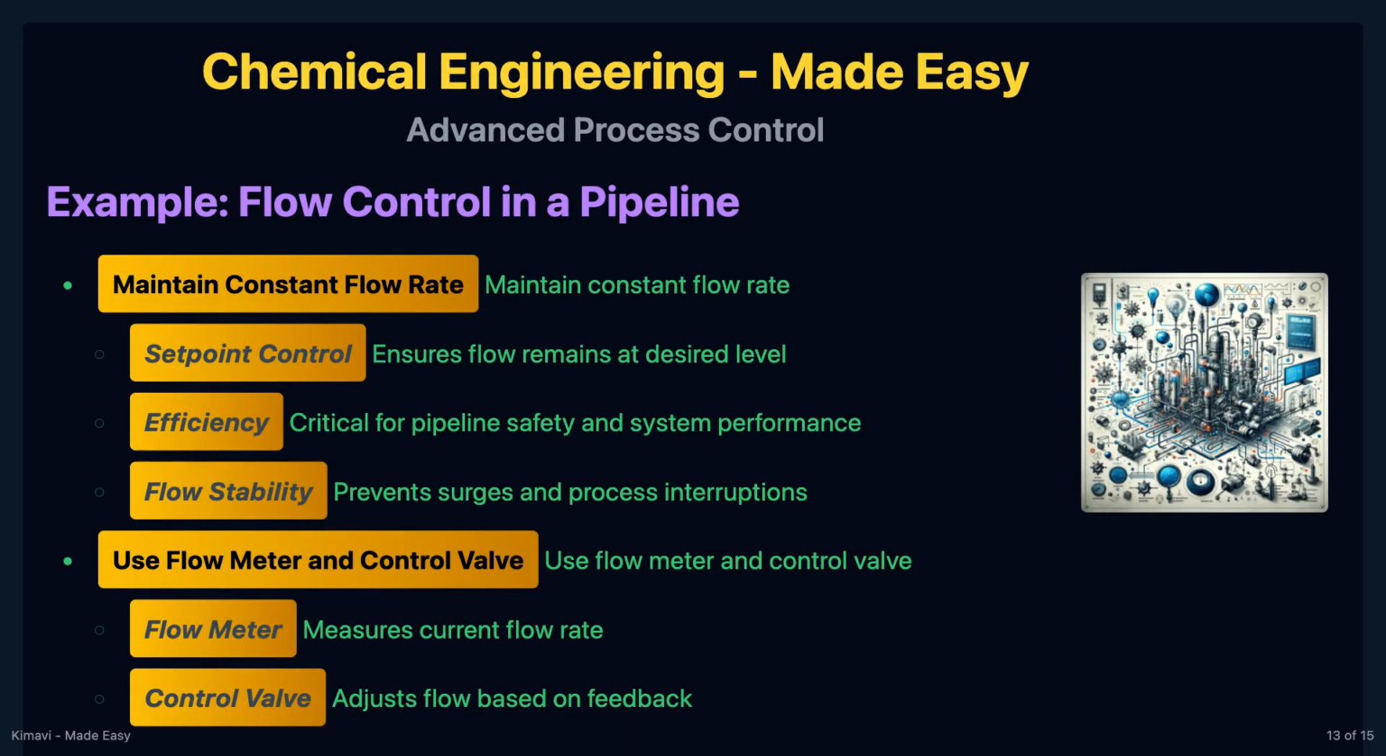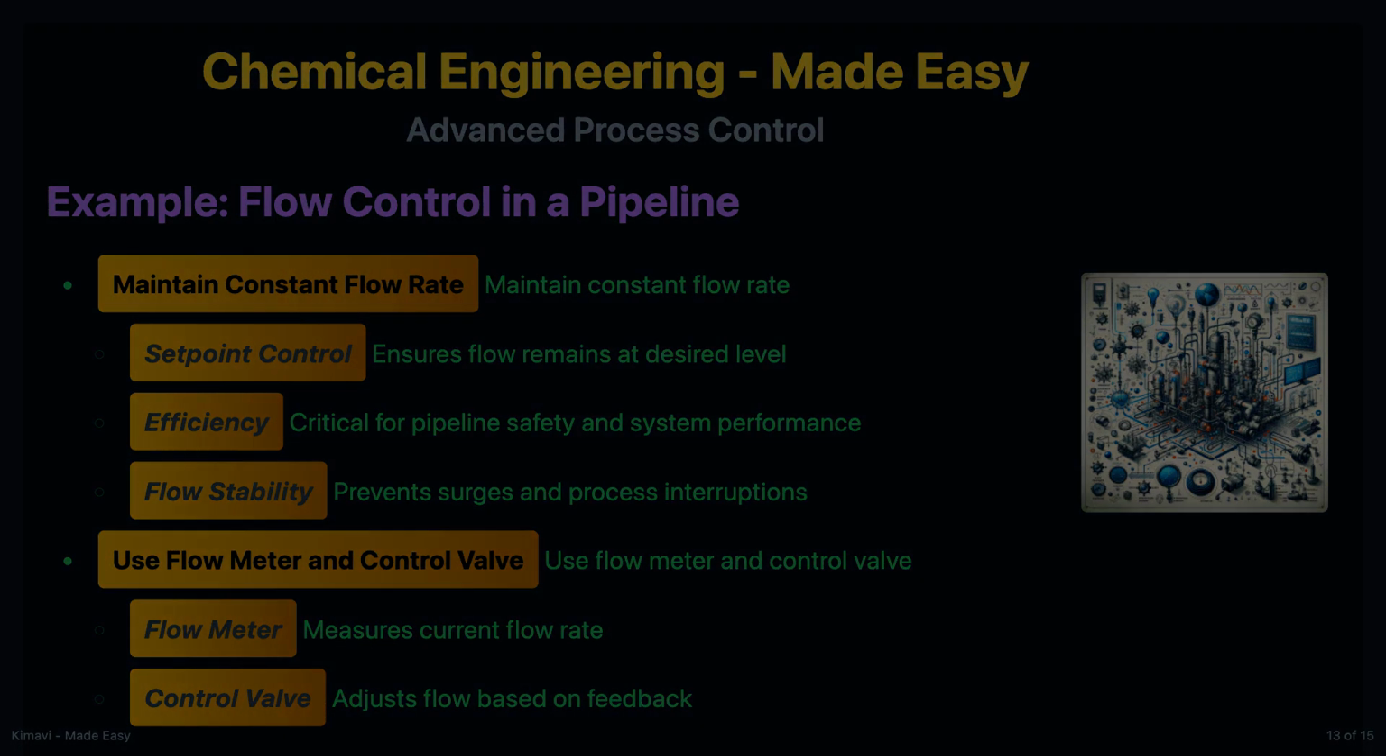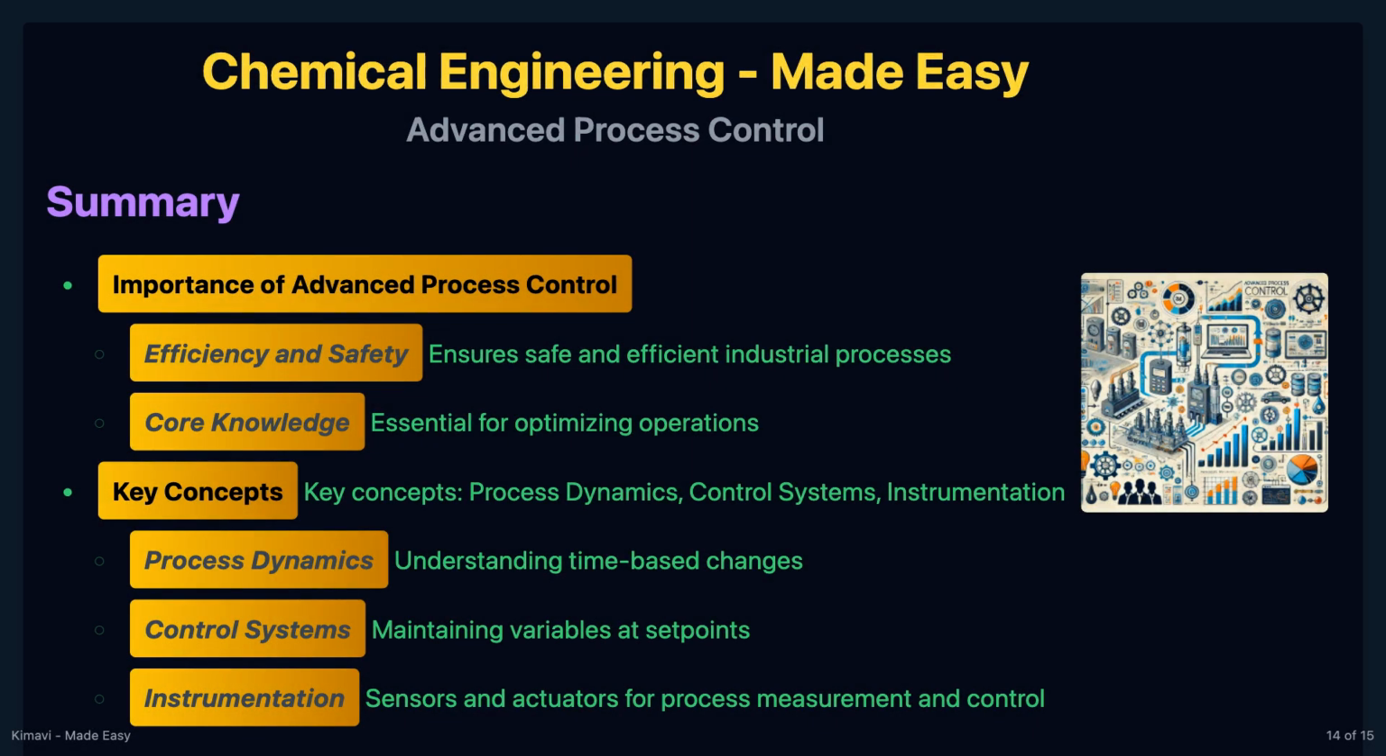In a pipeline, maintaining a constant flow rate is important for process stability. A flow meter can measure the flow rate, and a control valve can adjust the flow to maintain the desired rate. Advanced process control is a vital part of chemical engineering that ensures processes operate efficiently and safely.